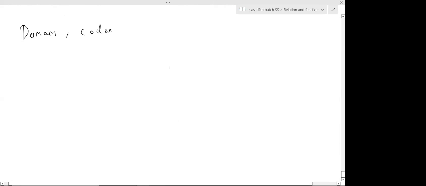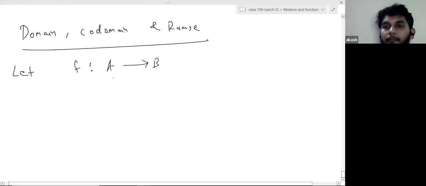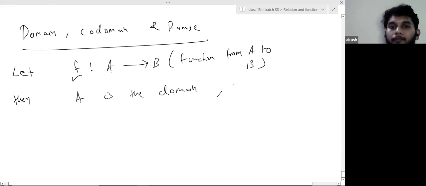Domain, codomain, and range. Let f be from A to B. If you see anything written like this, it means f is a function from A to B, right? Two sets we need to create a function. This is read as function from A to B. Then A is the domain, B is the codomain.